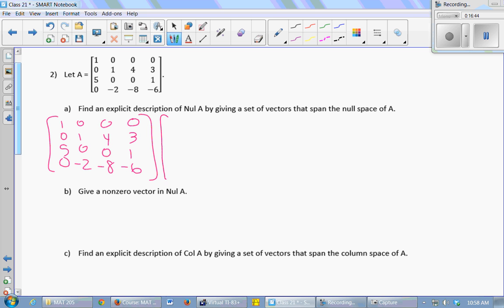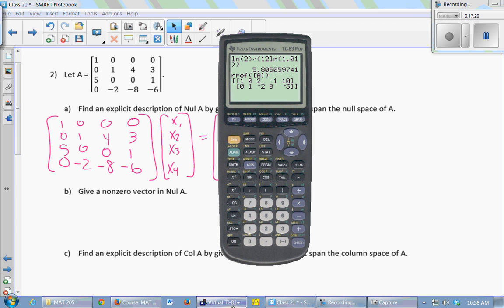times what? Like what vectors here? x1, x2, x3, x4 get mapped to 0, 0, 0, 0. Like what are those vectors that get mapped to 0? How could I figure out what x's go to 0? Just throw the zeros on the end and row reduce, and I'll have a solution. And the solution to this equation is the null space. Yeah, the set of all x's that get mapped to 0, the set of all x's such that Ax equals 0. So I just have to solve this thing.